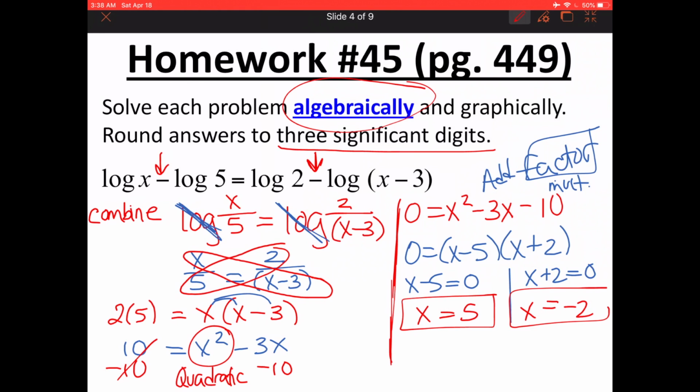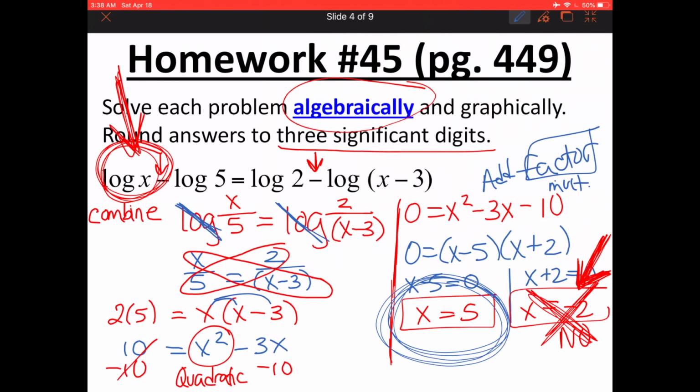Now be careful. Go back to the original problem over here in the top left. Can I take the log of a negative number? One of my answers was -2. Can I take the log of a negative number? No. So that means -2 is not one of my answers. So the only answer you guys would tell me is x equals 5. Okay? And be mindful of that because, again, that's kind of a tricky part of it. But make sure you always double check those answers to make sure they work.